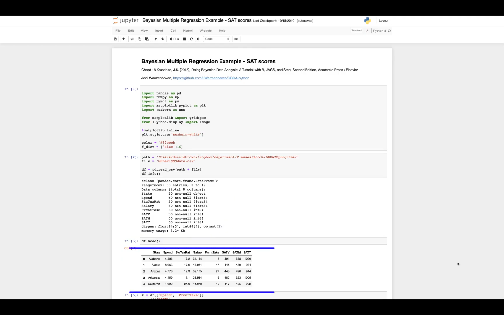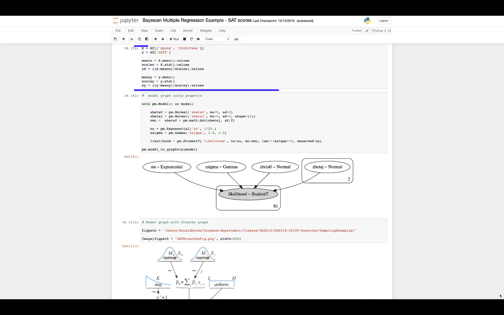Okay, and then the data itself, when we look at what they look like in the table, you can see the state, spending, student-teacher ratio, salary, percentage who take it, and then the scores on the SAT, verbal, math, and then total score. So we define the data matrix X with two predictors, spending and percent takers. We define our response variable as the total SAT scores. We mean and standard deviation scale both the predictors and the response, which means we subtract the mean and divide by the standard deviation.